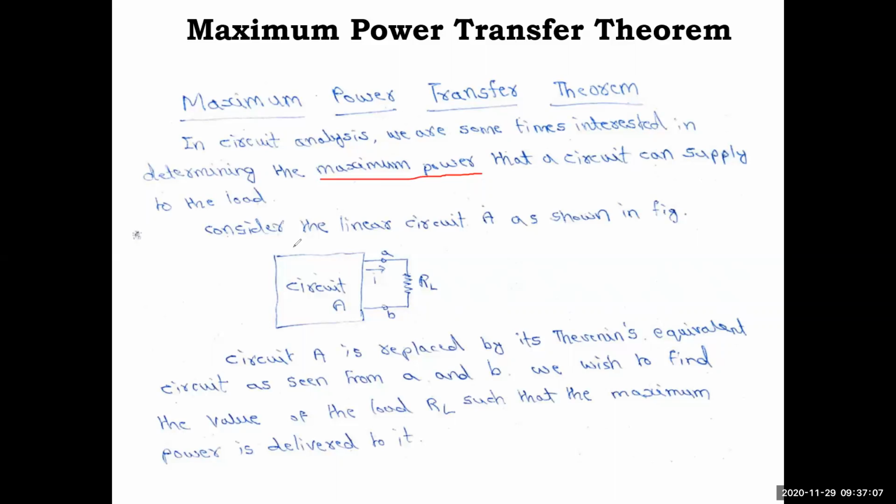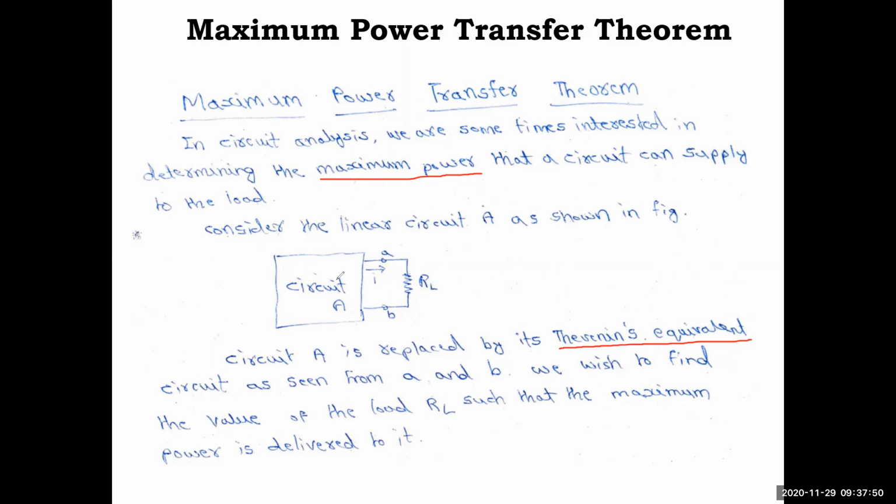So we consider a circuit A as shown in the figure. This is the circuit A, with the terminals AB and the load RL. This circuit A may be anything. It may be a DC network or an AC network, any combination we have seen so far. What we do is replace circuit A by its Thevenin equivalent circuit. Thevenin's equivalent circuit means you will have ETH in series with RTH, as seen from terminals AB, and we wish to find the value of the load RL such that the maximum power is delivered to it.